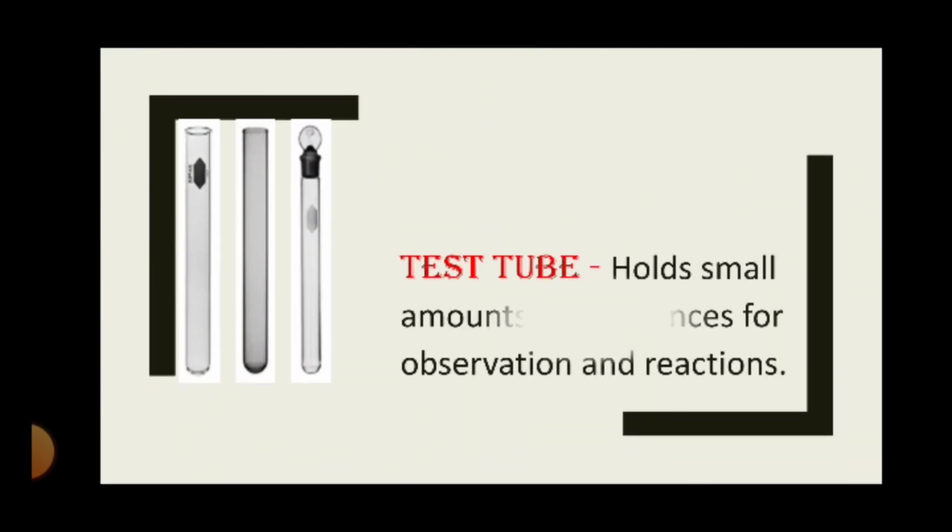And next is test tube. The test tube holds small amounts of substances for observations and reactions. So, for example, zinc, gusto mong mag-produce ng hydrogen gas out of hydrochloric acid, so you use test tubes, no? Certain reaction. Meron kang ipapa-react, gamitin mo lang ang test tube.